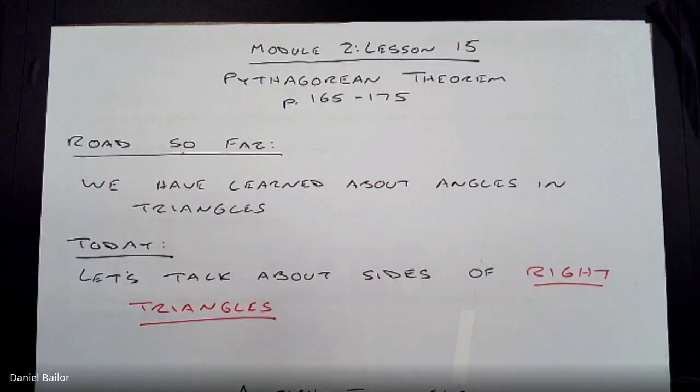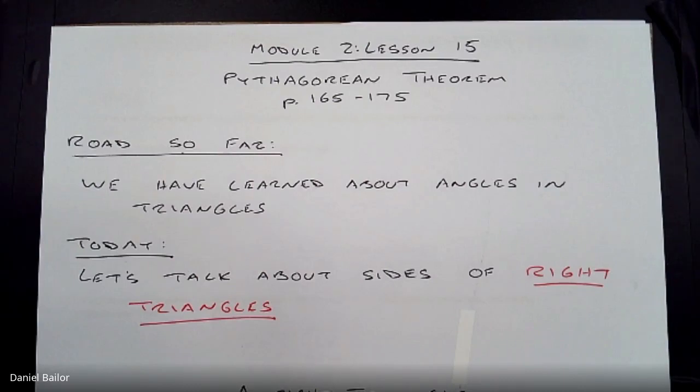Hello, class. Welcome to Module 2, Lesson 15 of Eureka Math, all about what we call the Pythagorean Theorem. You'll need pages 165 through 175 of your workbook. You can rip those pages out. We're going to be working on those 11 pages today.